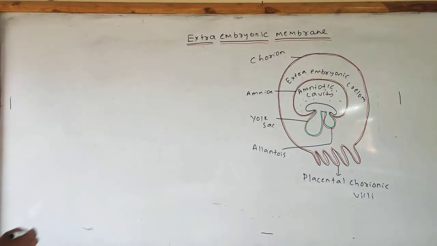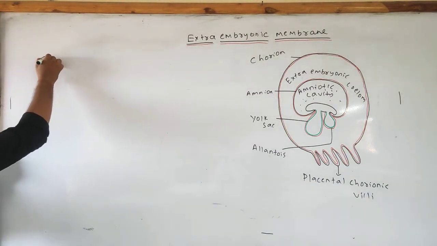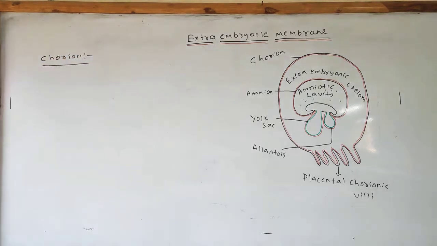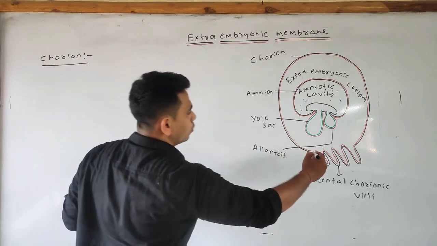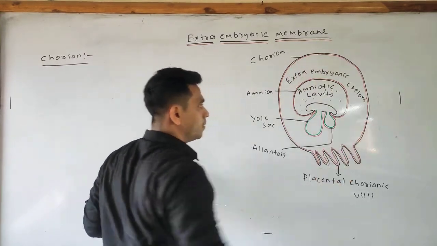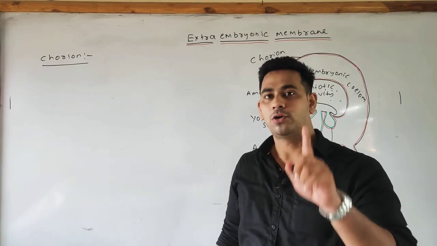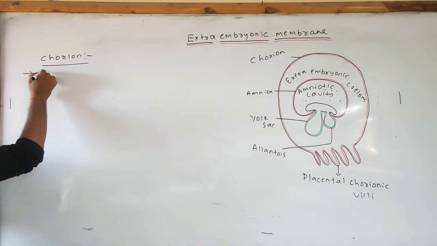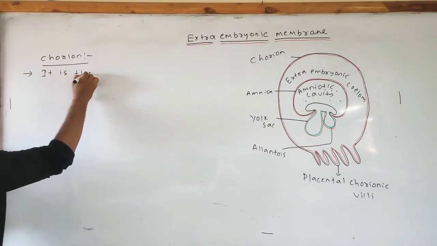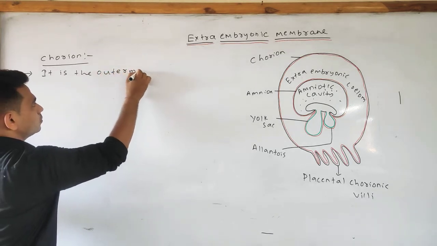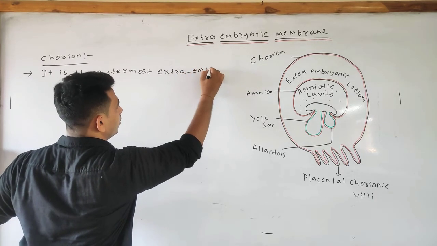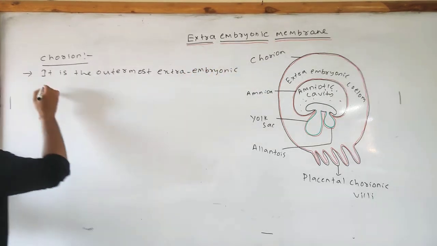So first we will start the chorion. Chorion, first point. As you know, chorion is the outermost extra embryonic membrane. First point, chorion is your outer extra embryonic membrane. It is the outermost extra embryonic membrane. Okay.